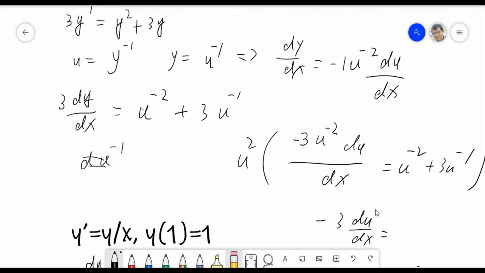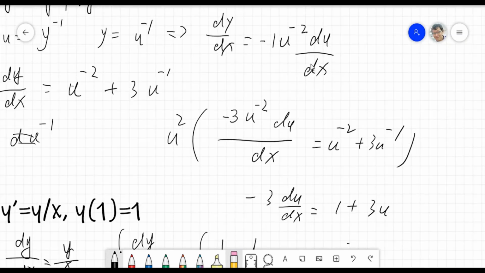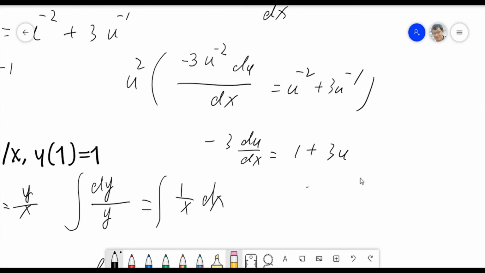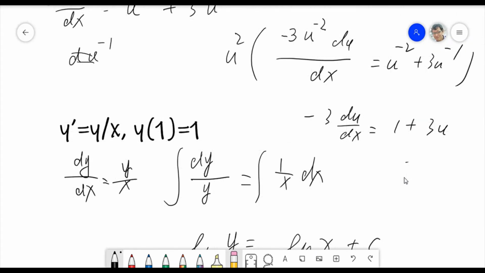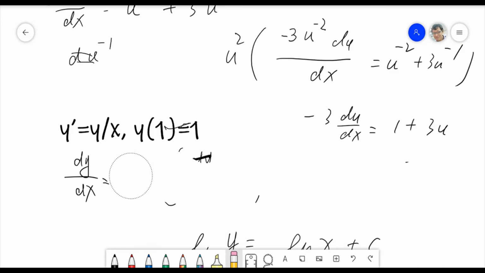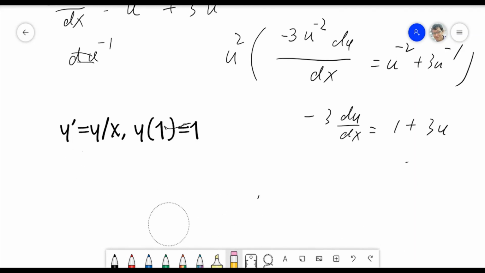This will become 1, and then this will be 3u, right? Am I right? So now we have almost solved this equation. Let me remove this first and get some space.